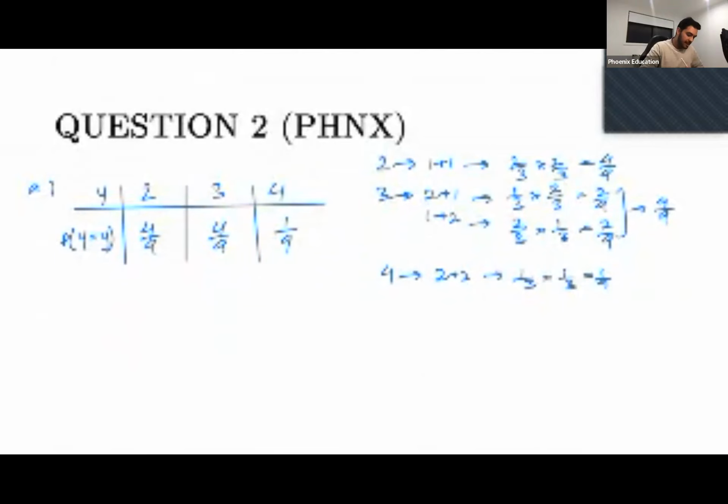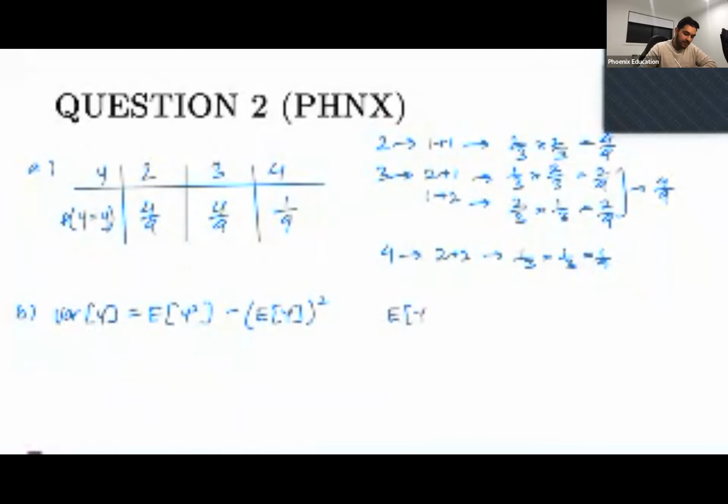Okay, now part B asks us to calculate the variance of this new variable. So we'll look at the formula. The variance is given by the expected value of the outcome squared minus the expected value of y, whole squared, okay? So let's quickly calculate the expected value of y. To do this, we just multiply the outcomes with their probabilities and add them together. So 2 times 1 on 9 plus 3 times 4 on 9 plus 4 times 1 on 9, okay? And this comes out, if I plug it into my calculator, as 8 on 3.